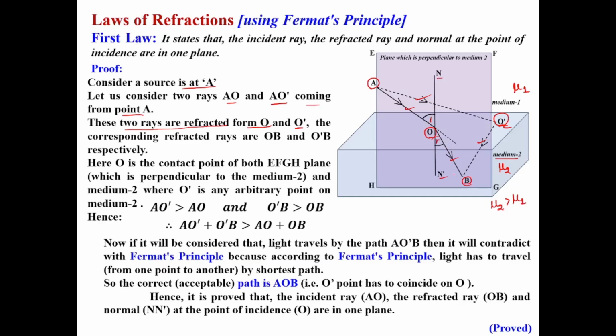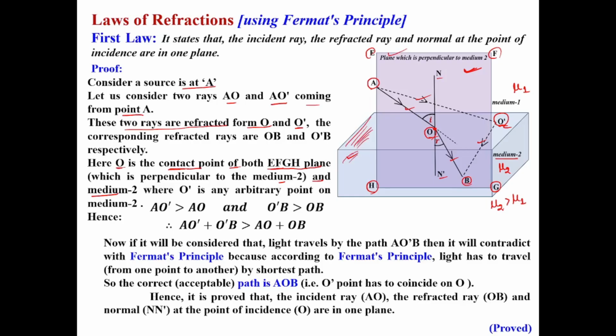Here O is the contact point of both the EFGH plane, which is perpendicular to medium 2, and medium 2. This point O is the contact point for both this plane and this medium. This plane is perpendicular to this medium. Okay, same thing I have written.